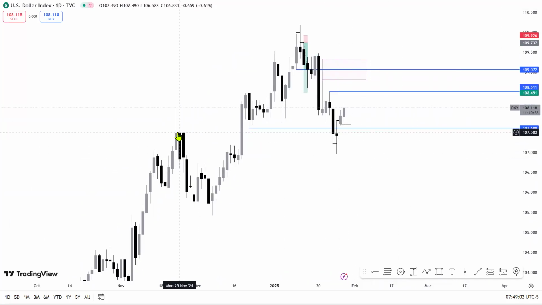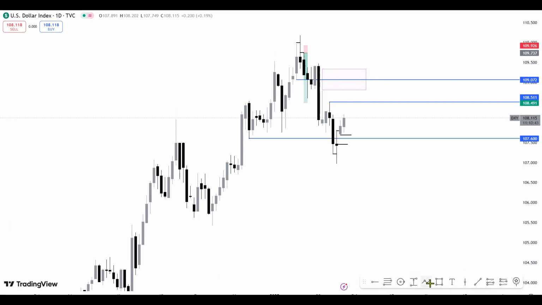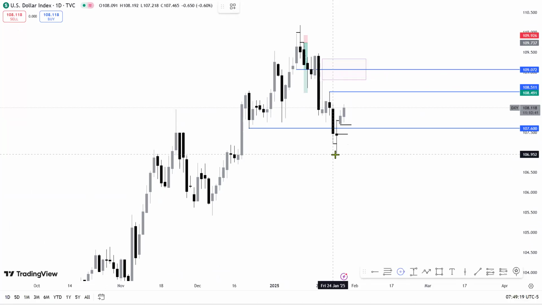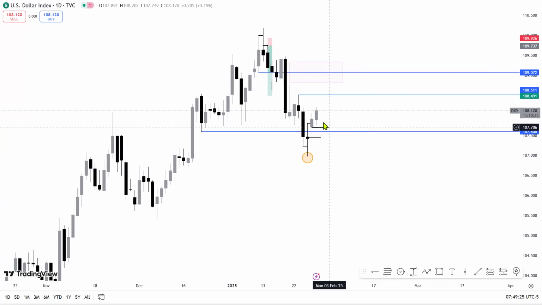Price traded the bullish breaker on the daily time frame, and we see that the dollar had formed a swing low on the daily time frame. The dollar has formed a swing low on the daily time frame right here.